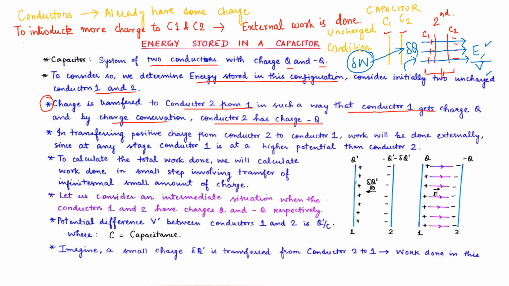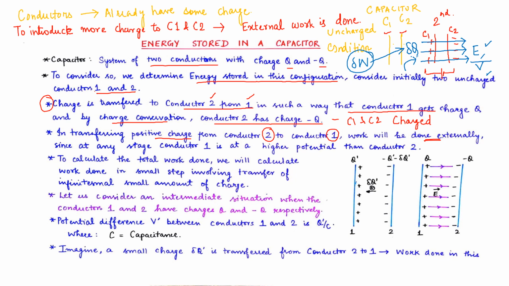This external force which we are giving to C1 and C2 for transferring electrons is known as charging. So here basically these plates C1 and C2 are being charged. When they are charged, they will start accumulating the charge on them. In transferring positive charge from conductor 2 to conductor 1, work will be done externally. Now see, in this we said we are transferring from 2 to 1.